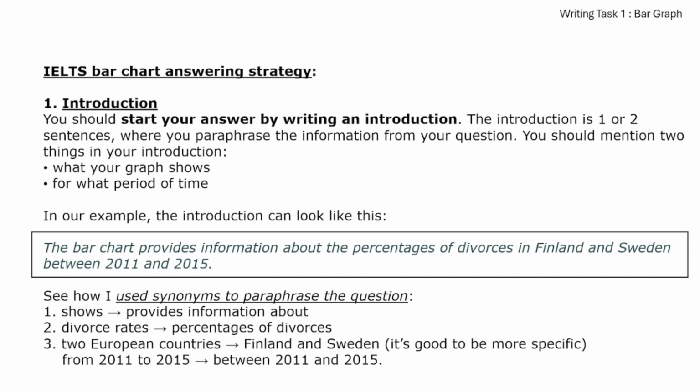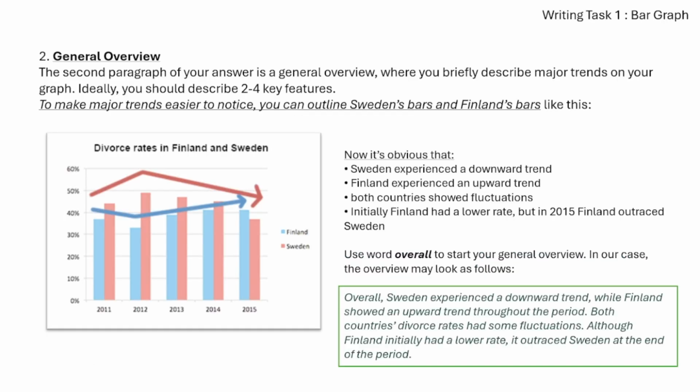Remember, always include what the chart shows and the time period. Keep it short, simple, and clear. Now let's move to the overview, which is the most important part. If you want a high band score, your overview must be clear. Start with the word overall. In this part, we don't write numbers. We only describe the main trends.